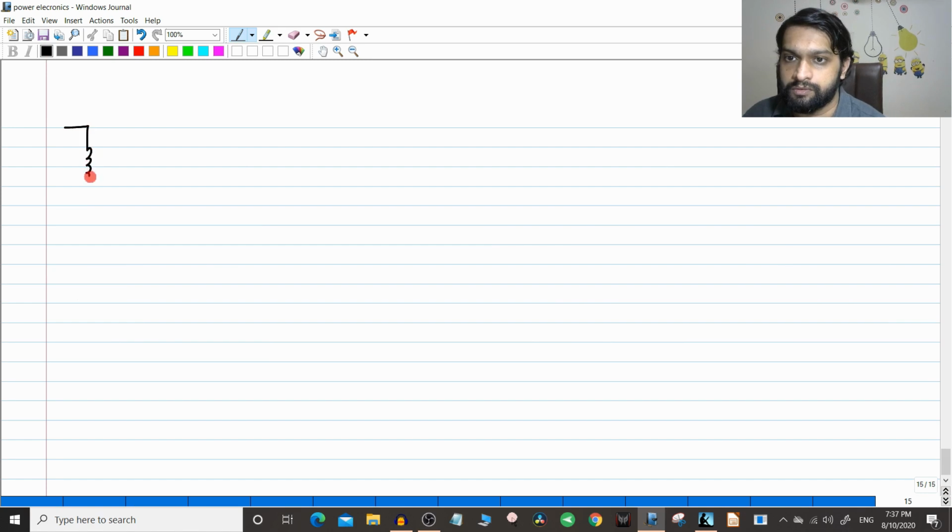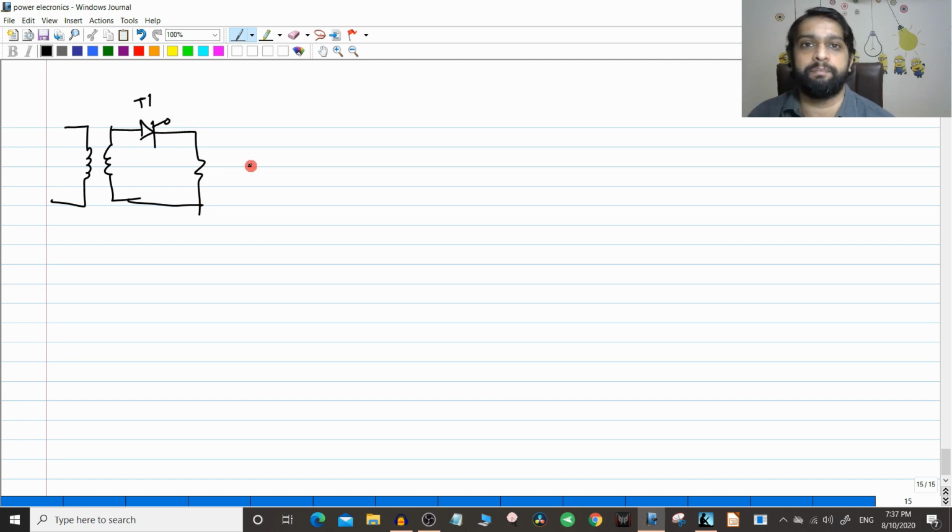So quickly draw the circuit once again. However much time you spend drawing the circuit, that much good understanding you will have about the subject. Just like the previous video, we can take the positive half cycle and mark the polarities. However, in this case, I'll mark it directly. So this is V0, T1, and this is your R.